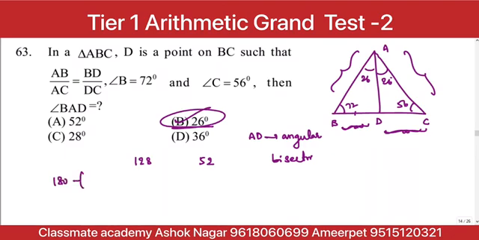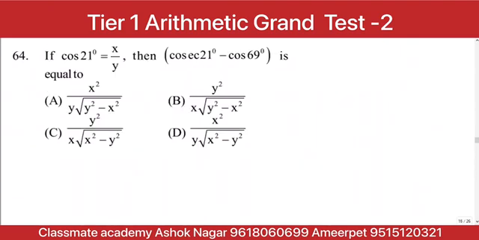180 minus 128 divided by cos 21 is x by y. Then cosecant 21 and cos 69.